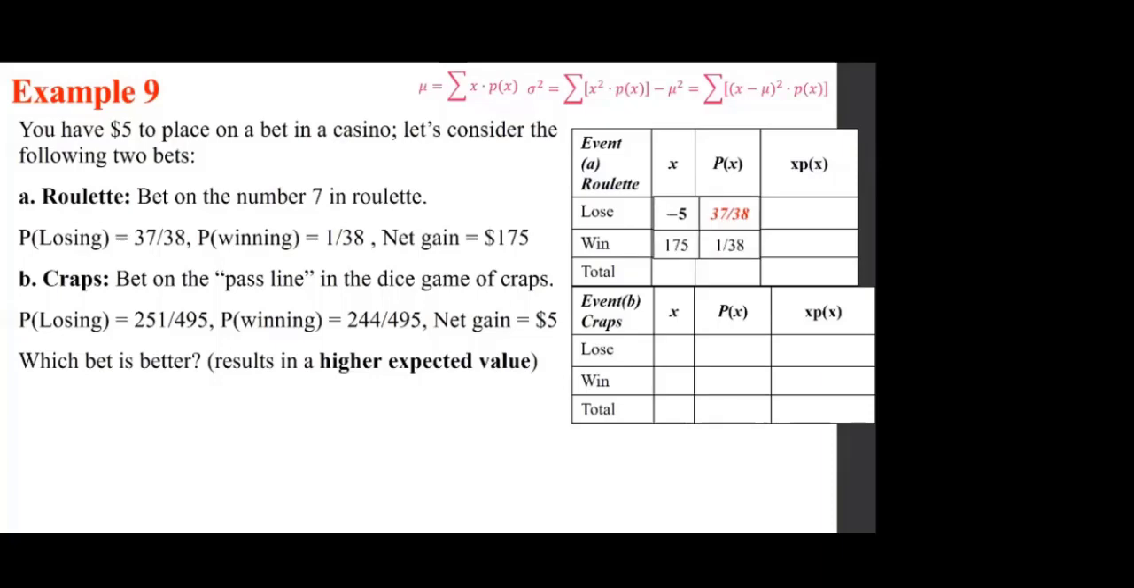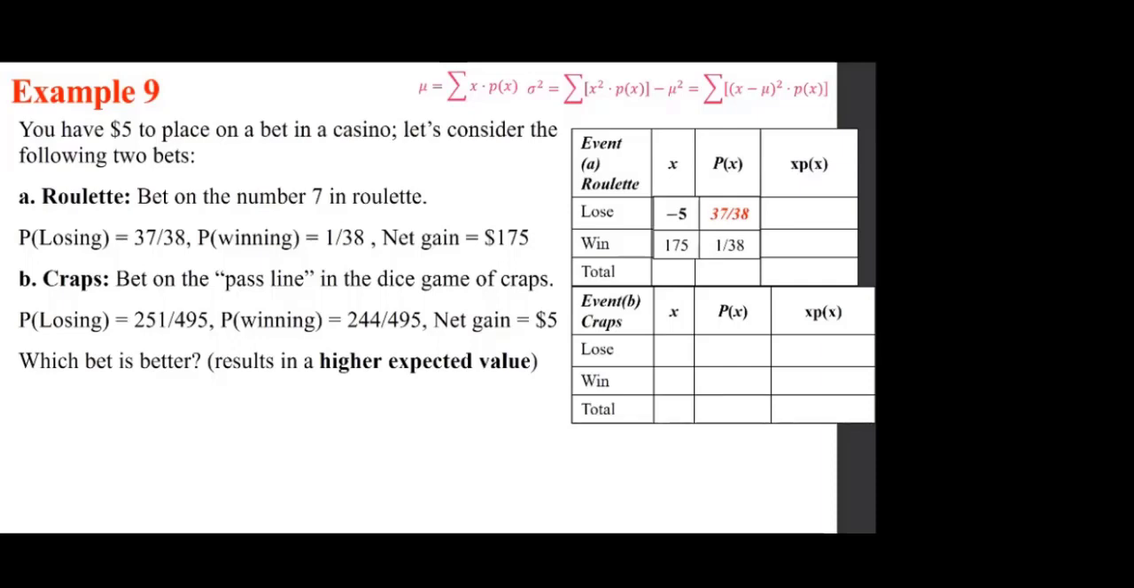That means the $5 that we put in, or however amount that we play, $10, whatever. And the probability is the next column, 37 over 38. You win 175, 1 out of 38.